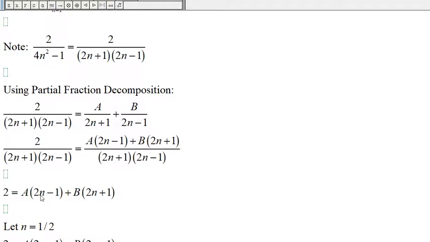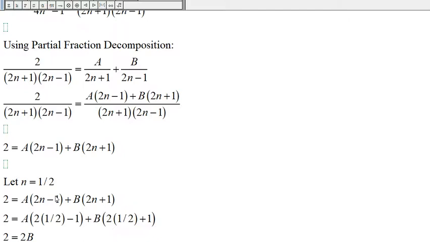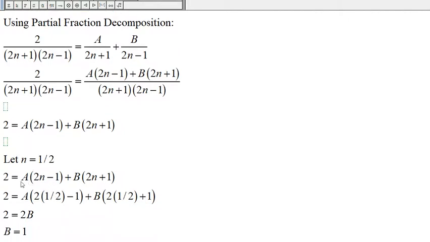2 times 1/2 is 1. 1 minus 1 is 0. So if we let n be 1/2, then in the place of n we have 1/2. 2 times 1/2 is 1, 1 minus 1 is 0, so we get 0a. 2 times 1/2 is 1, 1 plus 1 is 2, so we get 2b. And then dividing both sides by 2, we get b to be 1.